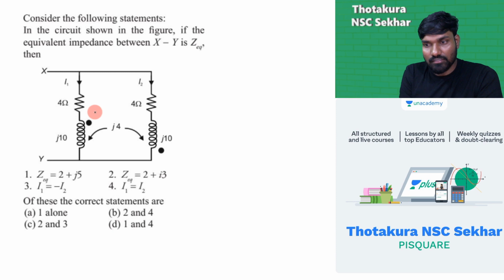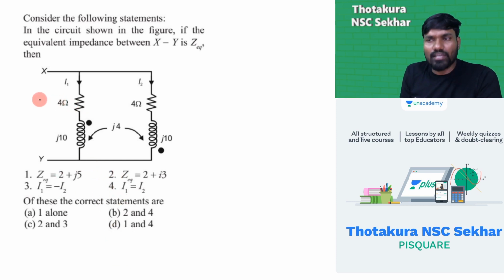Consider the following statements in the circuit shown in the figure. If the equivalent impedance between X, Y is equal to Z equivalent, then what is the value of Z equivalent? And what is the relation between I1 and I2? Out of these, which one is correct? Okay. Question, you should understand the question properly.